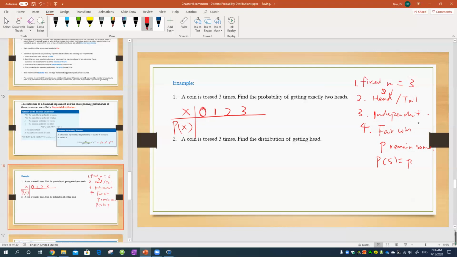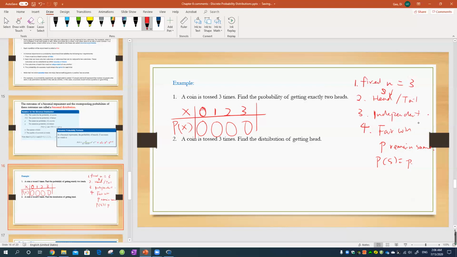And then can we have a 4? No, because we only tossed n times. Then x cannot exceed n, because you only tossed 3 times. The maximum you can have is 3. Then we should have all the probabilities listed. That's a complete discrete distribution.